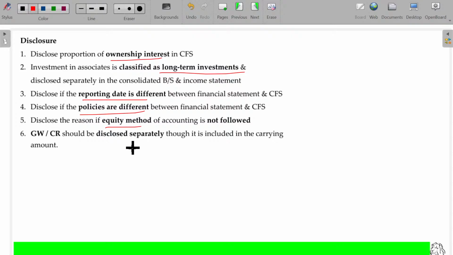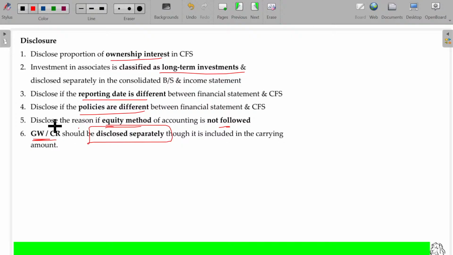And why did you choose the equity method, or if not chosen, why? If the equity method of accounting is not followed, you have to tell me the reason. So though you have 30%, still you don't follow the equity method, then you have to disclose, because I'm going to hold it only for a temporary purpose. Though I have more than 30%, I cannot convert my investments into cash because of some restrictions. You have to intimate this reason. And goodwill or capital reserve should be disclosed separately.